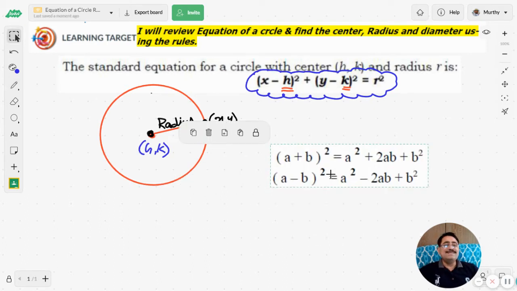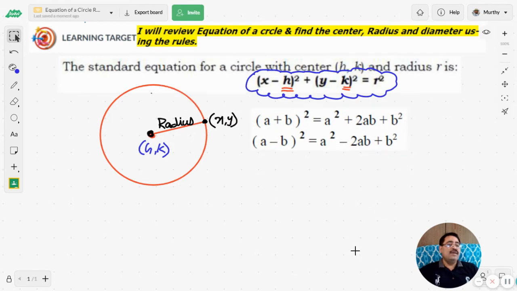Suppose you are given the general form, and you are asked to write it in standard form, then you have to make use of these two rules. These two rules are really important: (a + b)² and (a − b)². (a + b)² is a² + 2ab + b², and (a − b)² is a² − 2ab + b². Where and how to use them, I'll take a couple of questions, then you can understand.